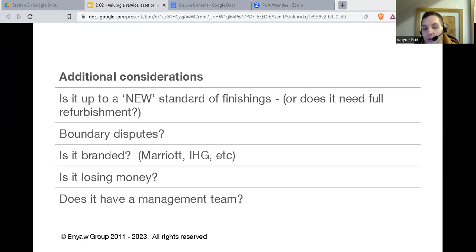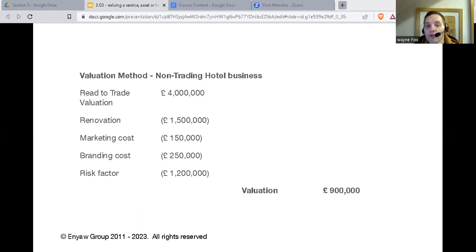And does it have a management team in place running things, or is it reliant on the owner showing up every day? If the business is losing money, it can be difficult to put a price tag on it.